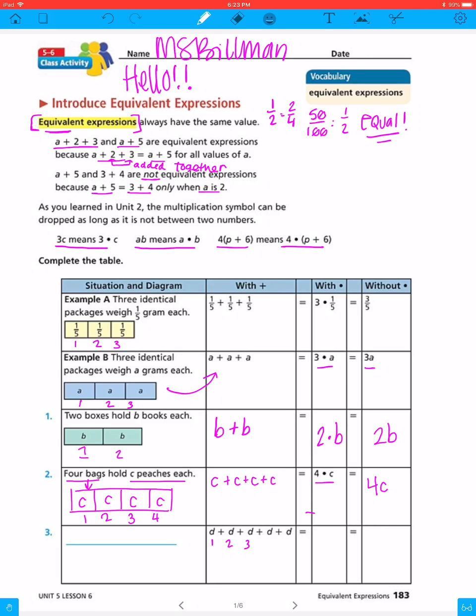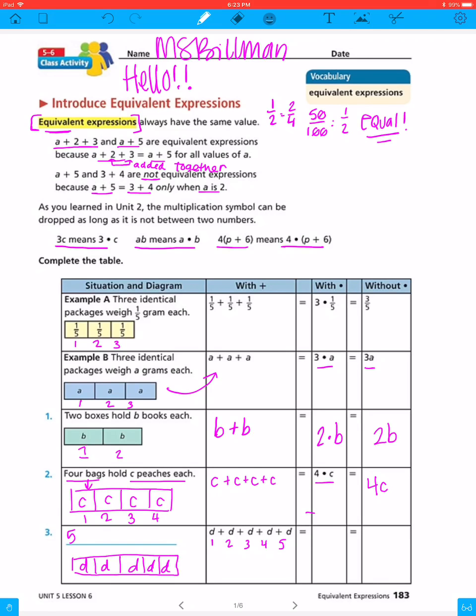All right, you're back. So I went ahead and labeled each d a number, 1, 2, 3, 4, 5. So there's 5 d's. Now I'm going to write a situation and I'm going to draw a diagram. First, I'm going to draw my diagram. I know it needs 5 boxes. I'm going to label each box d because it's that repeated addition of d plus d plus d plus d plus d.